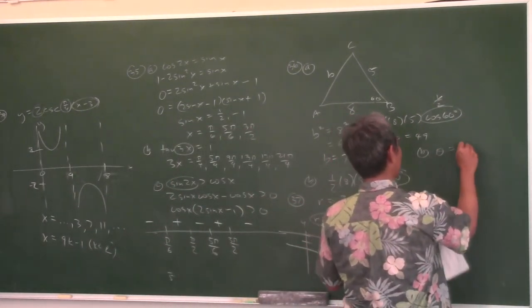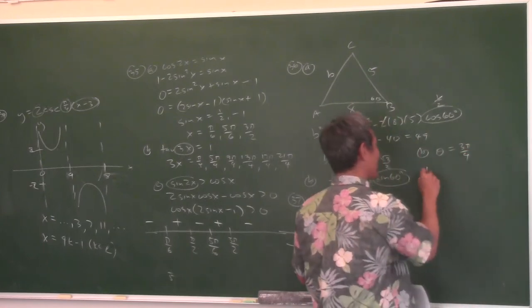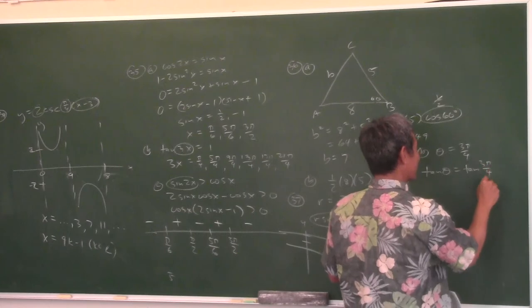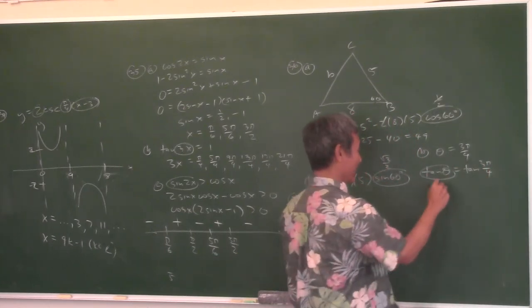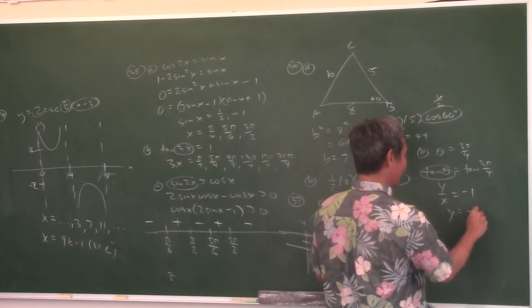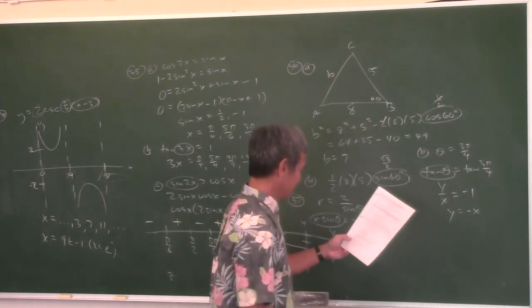B, theta equals 3 pi over 4. Take the tangent of both sides. Now why would you do that? Because, hey, you know what that is? That's y over x. And then that's a number I know. So y equals negative x. That's why you do it.